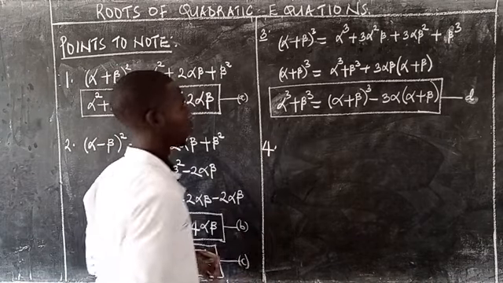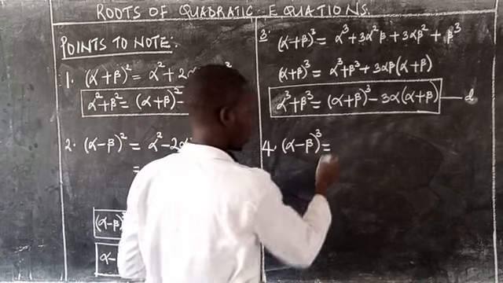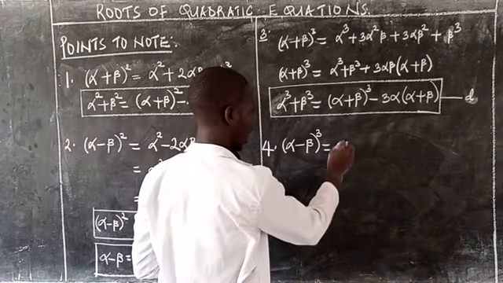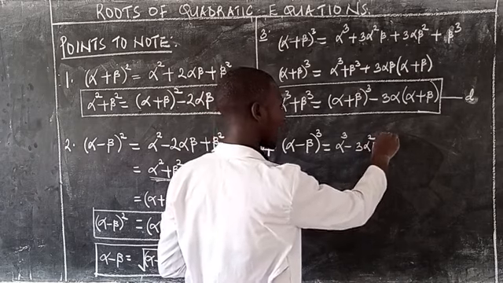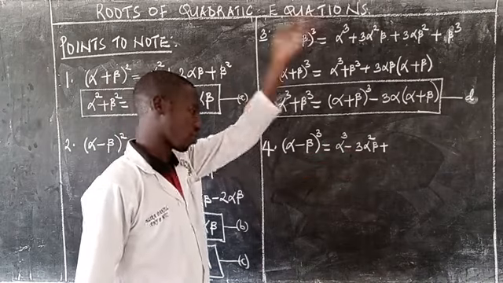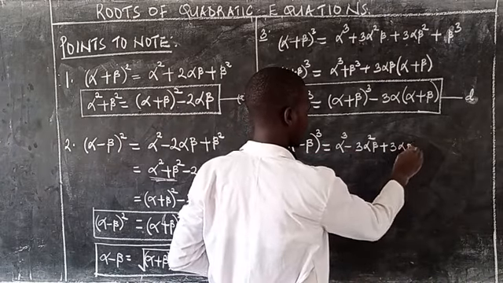That is number 4. We have (alpha minus beta), but the whole thing cubed. When we expand this, it is alpha cubed minus 3 alpha squared beta, plus 3 alpha beta squared, minus beta cubed. So from there, we can have our (alpha minus beta) cubed to be equal to, we combine this and that, alpha cubed minus beta cubed.